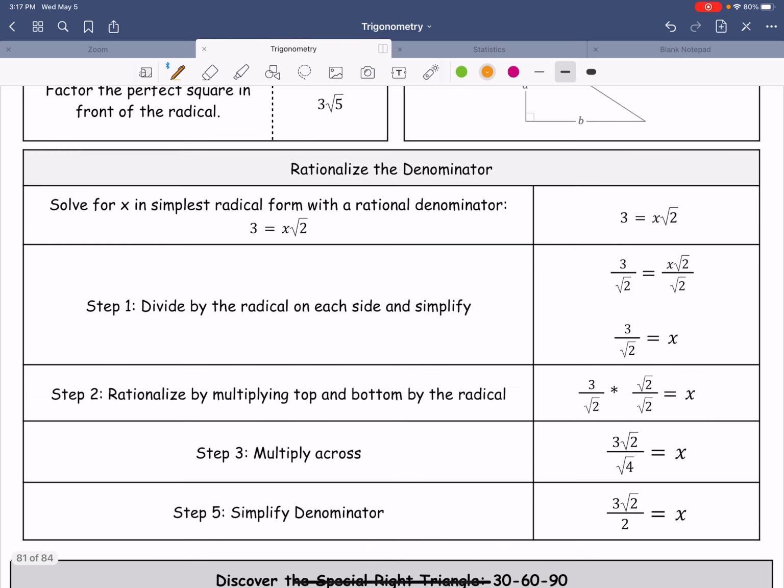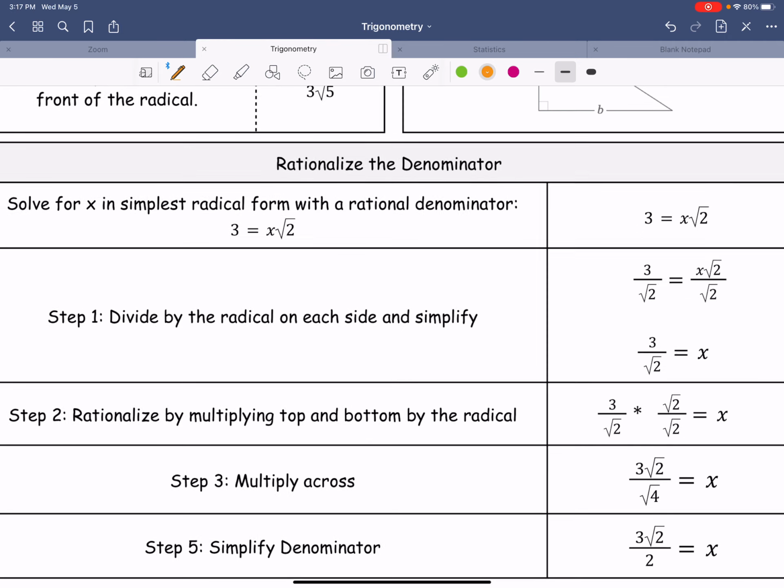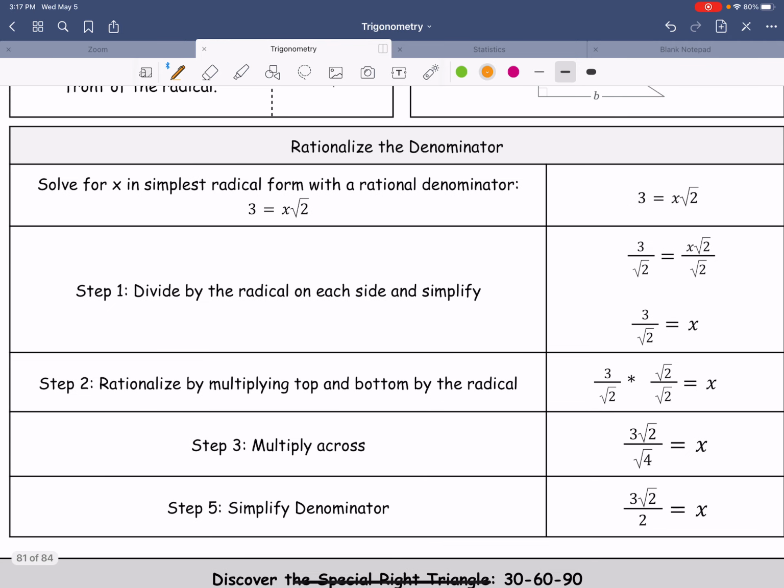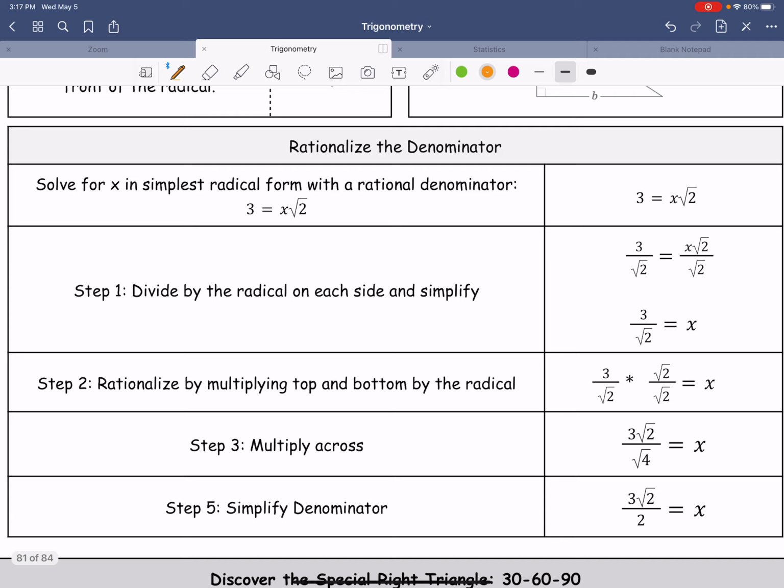Along with that is rationalizing the denominator. When we are solving problems using special right triangles, sometimes we'll run into a situation where we have an equation that looks something like this. 3 equals x times the square root of 2. Well, our goal here is to solve for x. So to do that, we need to get rid of the square root of 2. Since these are being multiplied, we'll have to do the opposite of that on each side. So we would divide by the square root of 2 on each side of that equation.